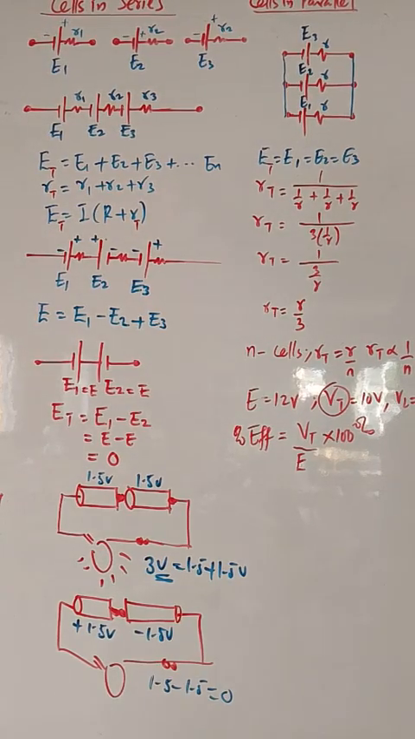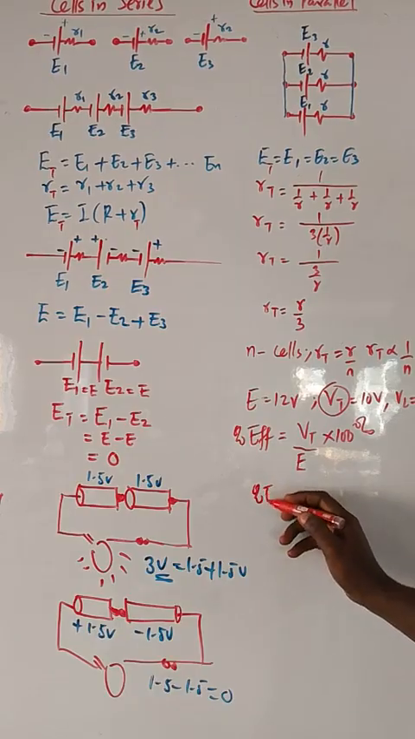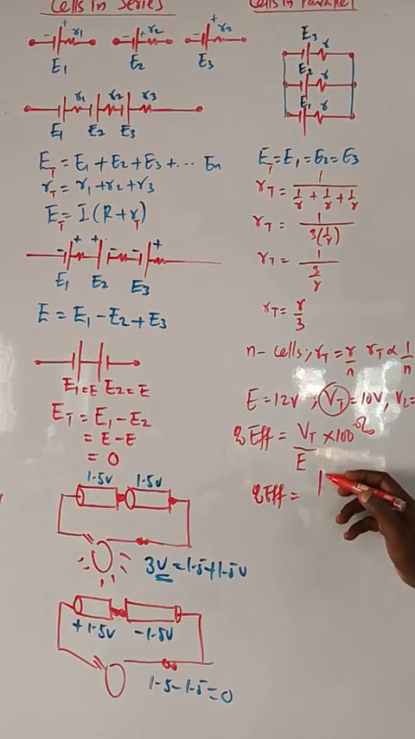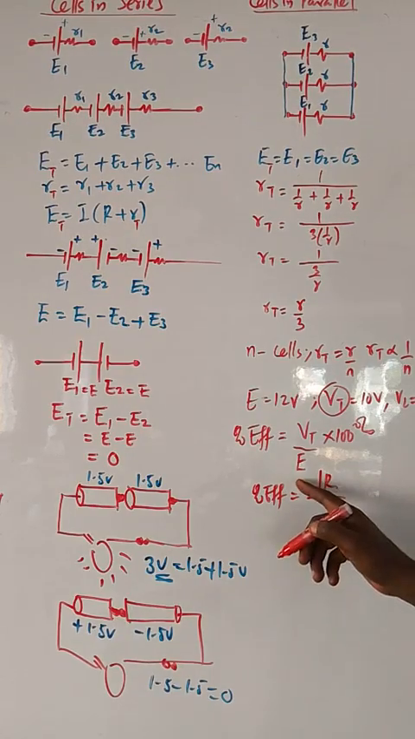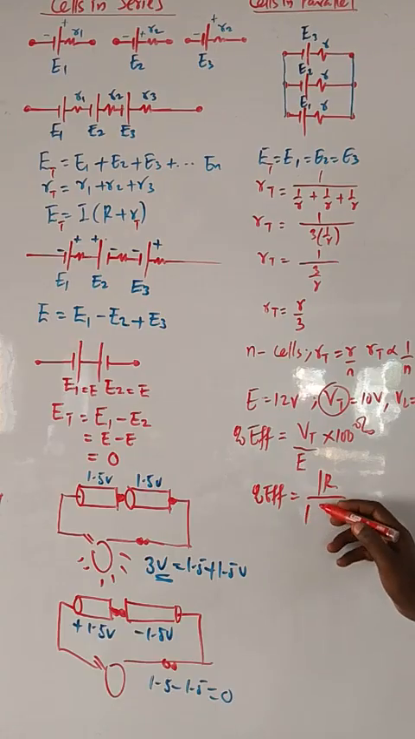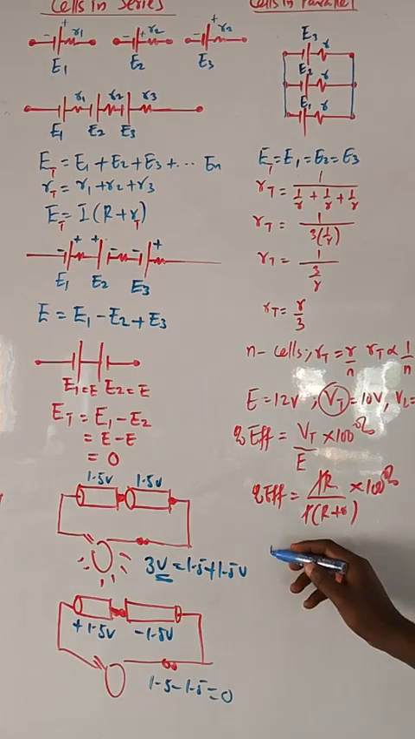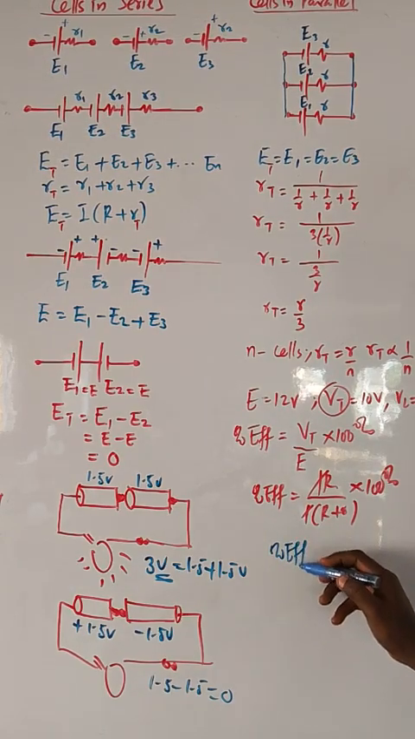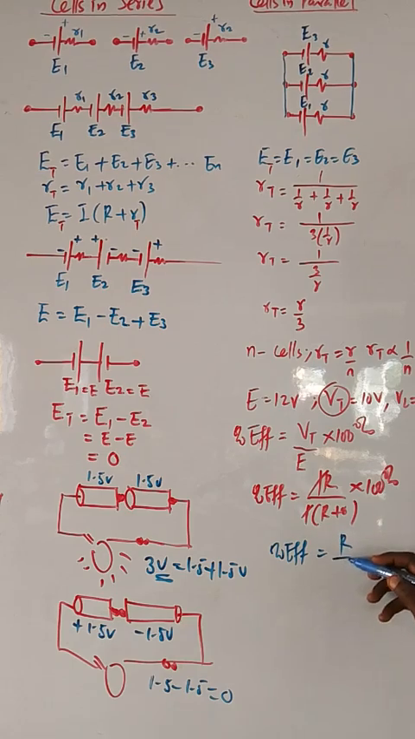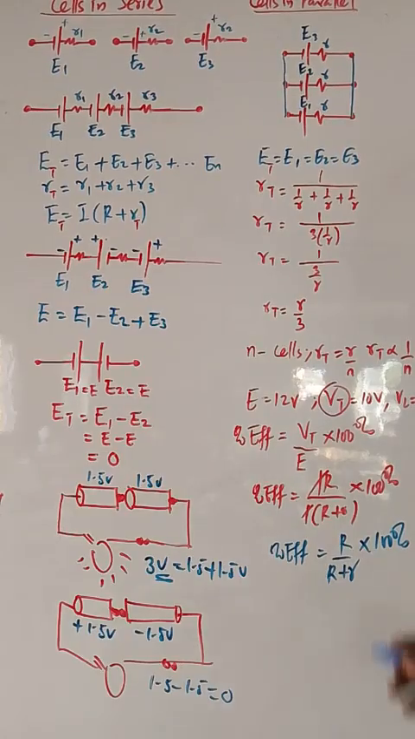And what is VT? From Ohm's law, VT is just IR. What is big E? We've done that before. That's I times R plus r. In this case, I cancels I. So we can say the efficiency of the cell equals R over R plus r times 100%. If you have more than one cell, then use what? R total here.